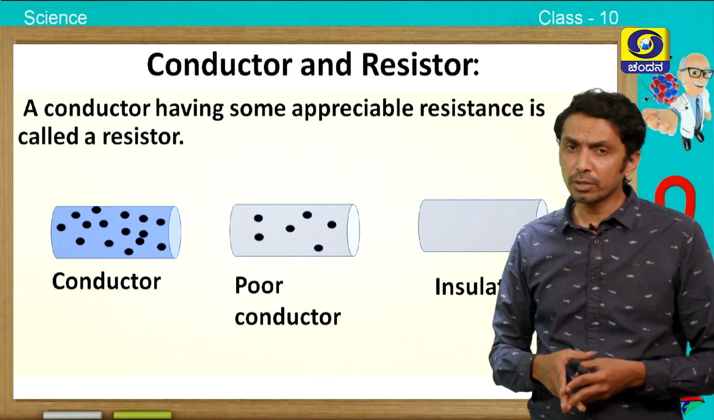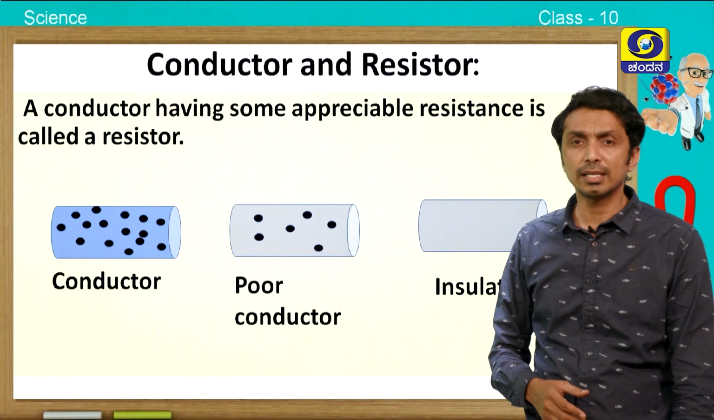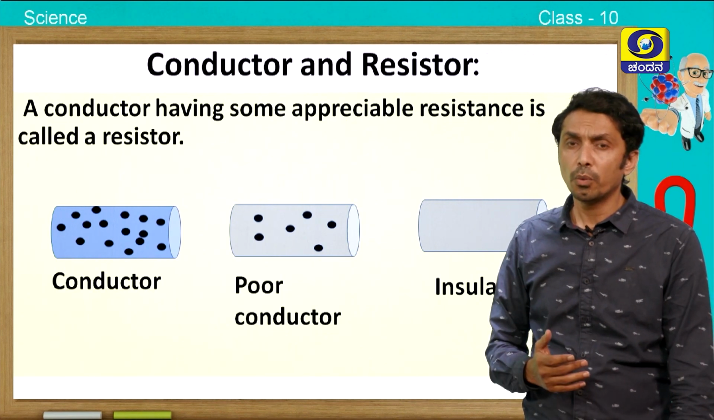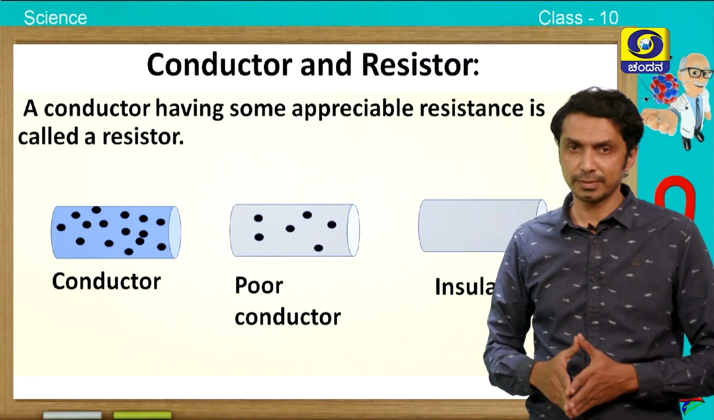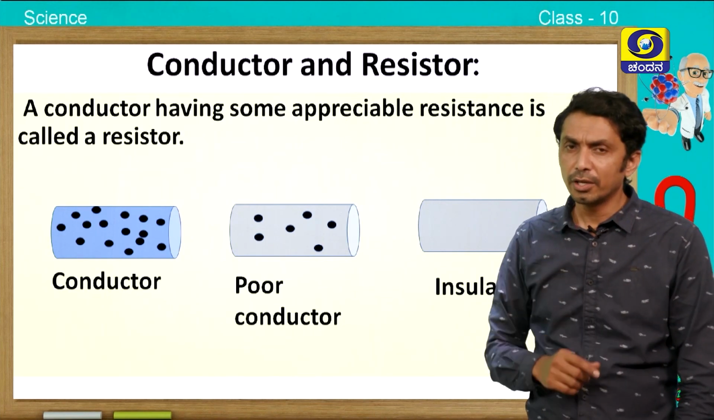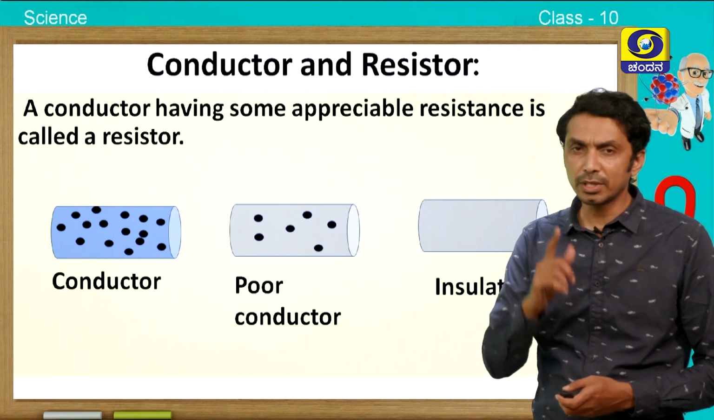So, my question is, if the resistance of a material is high, what will be its impact on the flow of electrons? Yes, I think you may have answered it correctly. Come, let us find out whether what you are thinking is right.